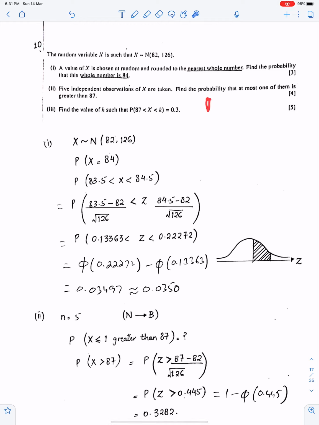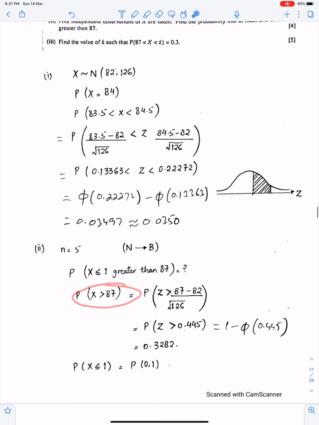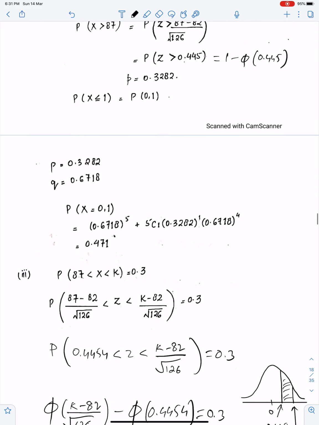5 independent, this is normal to binomial. Whenever n is less than 30, we use binomial. So n is 5, at most 1 means less than or equal to 1, is greater than 87. So you first need to calculate this probability, greater than 87. So greater than 87, the probability is this. This is the p of the binomial. Now use binomial, 0, 1. These are the possible numbers. So that's the final answer.